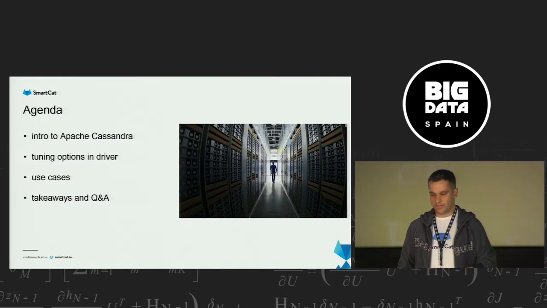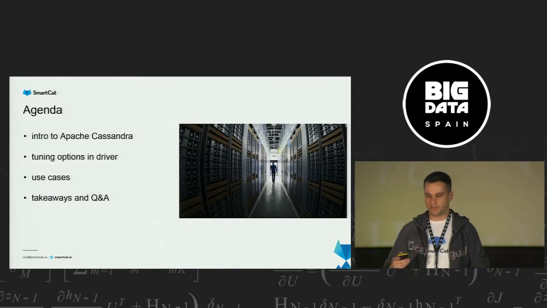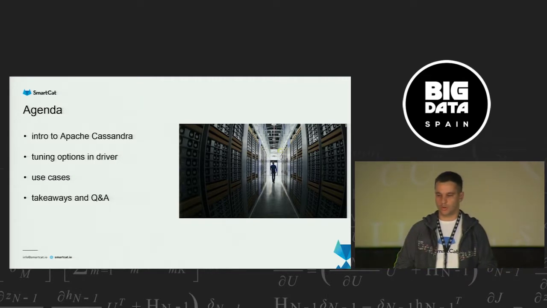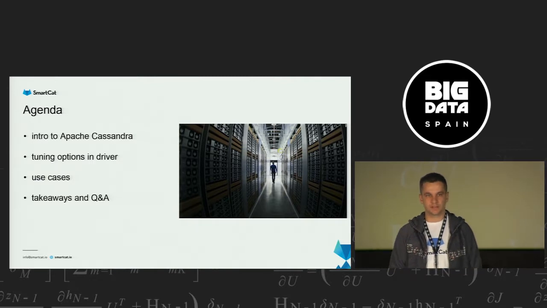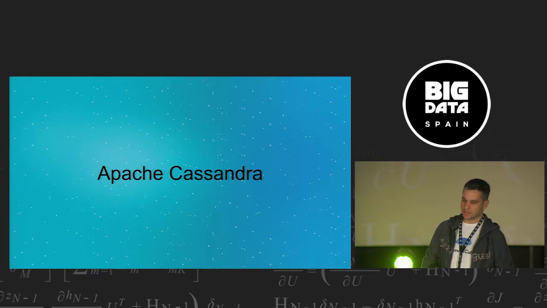And we will finish off by some use cases where I will use all the things that I talked about in tuning options to walk through use cases, how we can configure this driver, and we will finish up by takeaways and Q&A. So let's start off with Apache Cassandra.